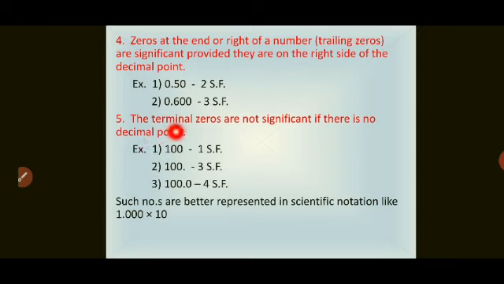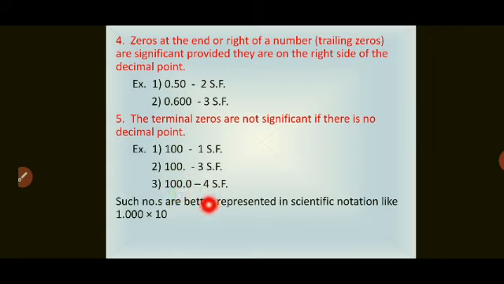Next, terminal zeros are non-significant if there is no decimal point. Means if there is no decimal point, then all zeros are non-significant. For example, in 100, there is only one significant figure. These zeros are non-significant. In 100. with a decimal point given, means one more zero is there, right? Hence these two are called significant. Hence, total 3 significant figures. Then 100.0, right?